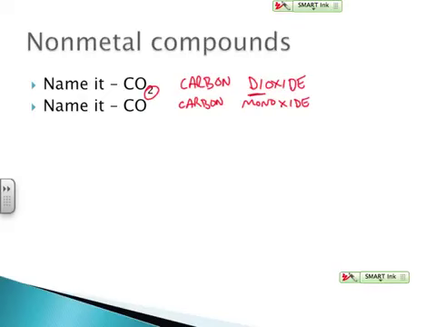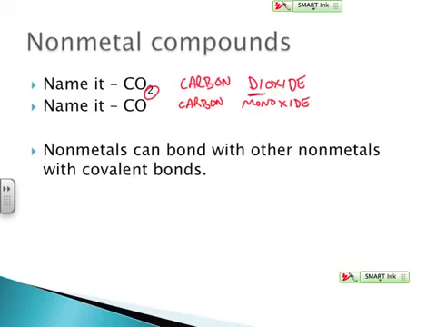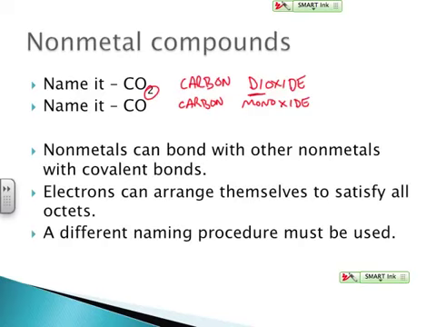So you have to use prefixes because if you have two elements, you're not just going to get one formula potentially. You could have multiple formulas occurring with the same two elements because you have covalent bonds taking place. So you're not worrying about charges here. So we have to use a slightly different naming procedure when you're going through it, and again, that's just because electrons are being shared.